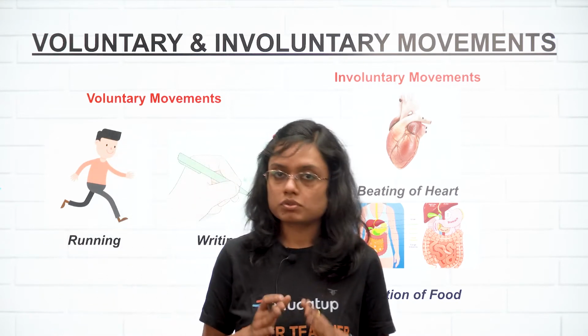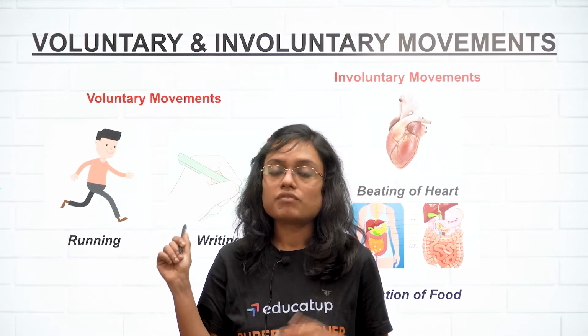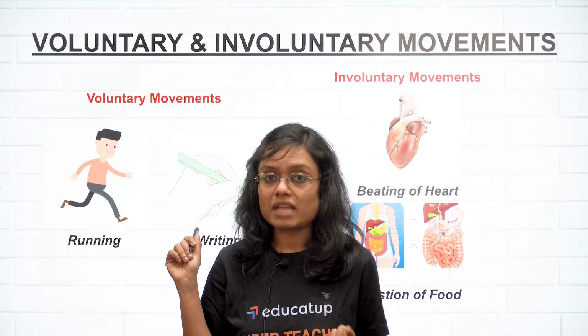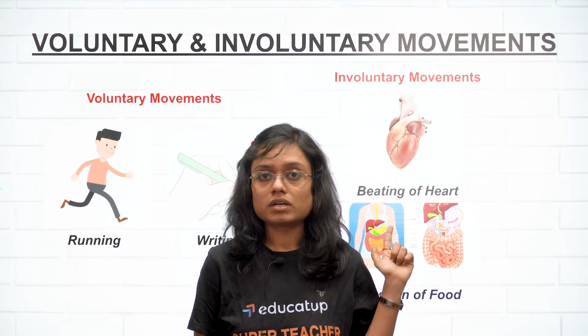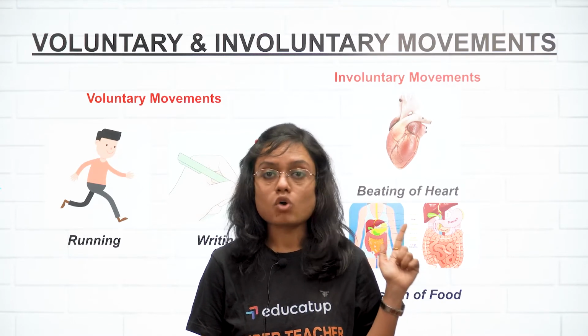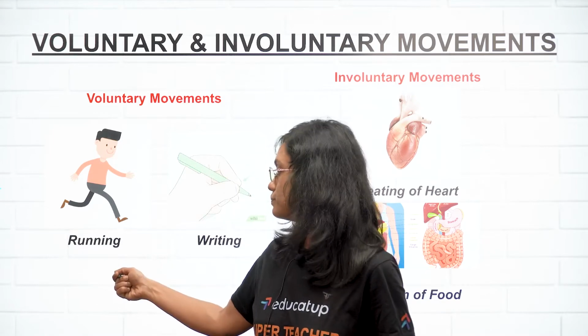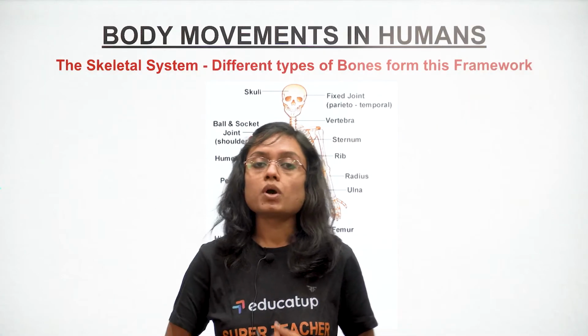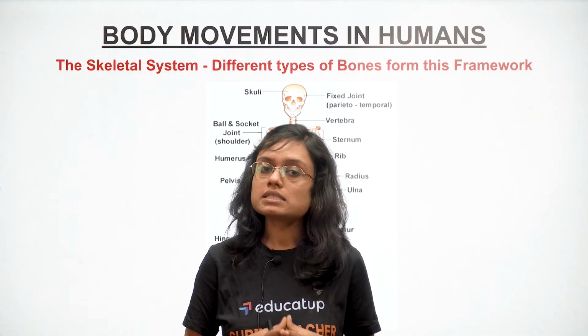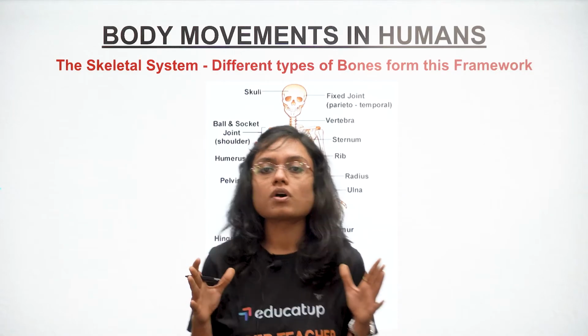So movements are of two types, that is voluntary, which happens according to our own wish and we can control them, and the other one is involuntary, which happens automatically and we cannot control them. Now let's move ahead. Now, body movements in humans, the skeletal system, different types of bones form this framework.